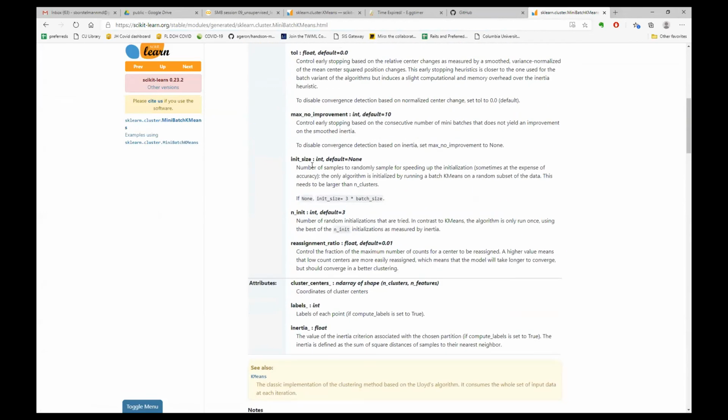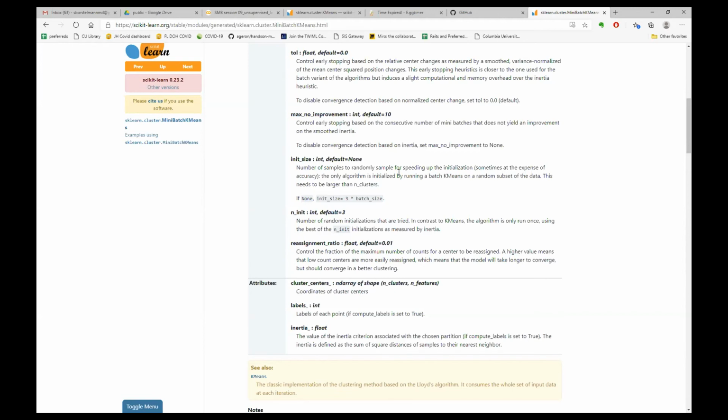So the init size is the number of samples randomly sampled for speeding up the initialization. So I believe instead of sampling all 2,000 samples, each time you run, you're going to mini batch based upon 500. I see. So your batch size is what you're grabbing, in your case just 100 samples out of these 2,000 samples. No, my 100 samples are going to be out of 500 samples out of the 2,000.